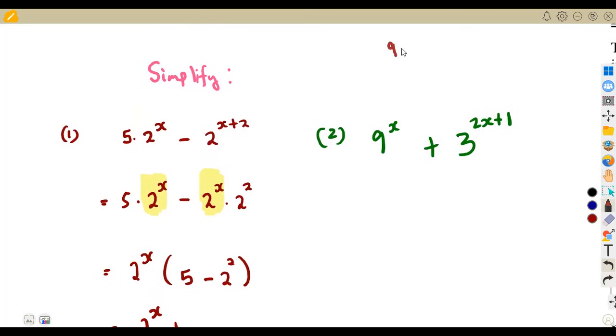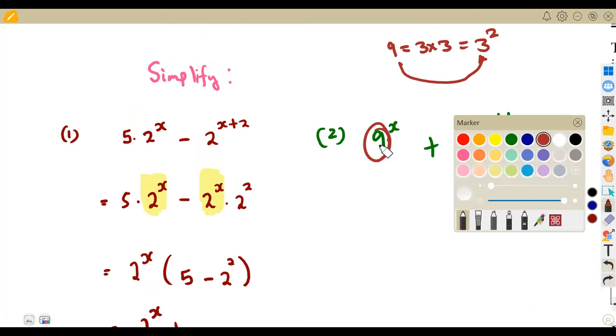Remember, 9 as a product of its prime factors is the same as what? 3 times 3, which is the same as 3 squared. If a number is multiplying itself, it's the same as that number to the exponent of the number of times it is multiplying itself. So it's 3 times 3, which is 3 squared. So if 9 is the same as 3 squared, what does it mean? It means that in place of this 9, we can write this as 3 squared.